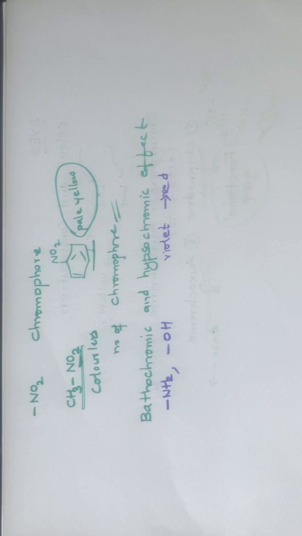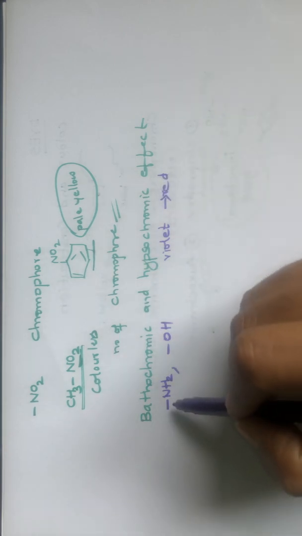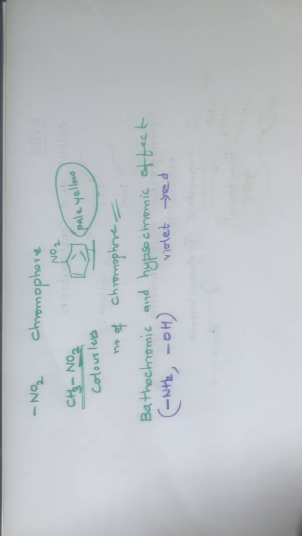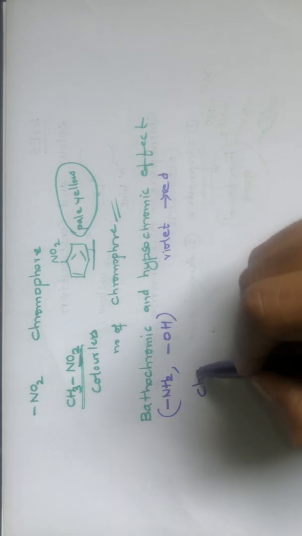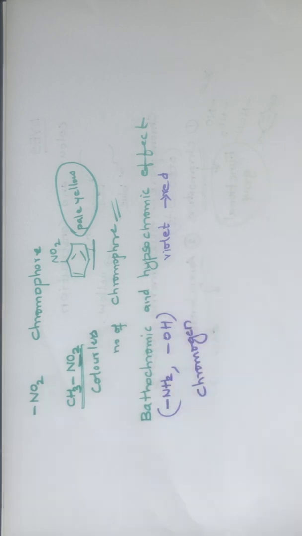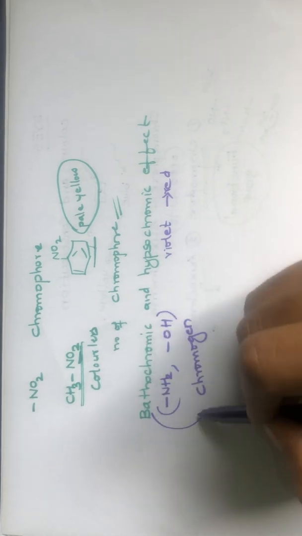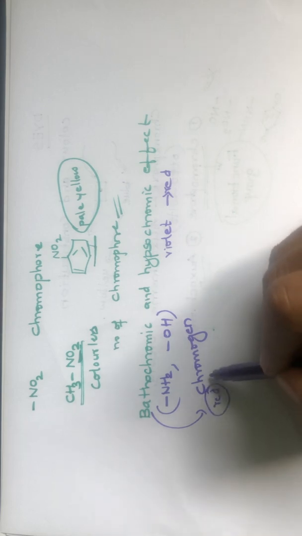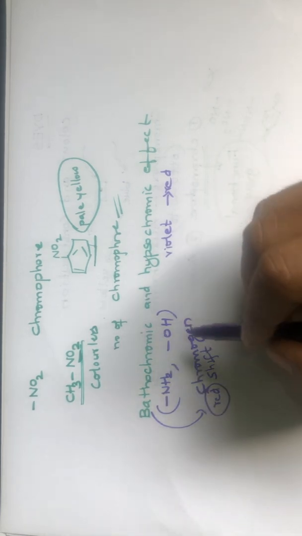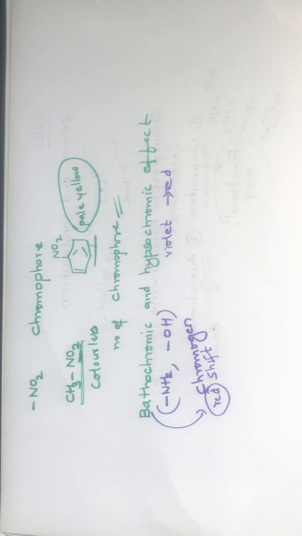Okay. What is this bathochromic shift and the hypsochromic shift? Introduction of auxochromes like NH2 and OH groups in a chromogen, you know what is a chromogen, a chromogen is an organic compound containing a chromophore, shifts the absorption band from lower to higher wavelength. This shift is called a bathochromic shift, or the effect is called a bathochromic effect. You can also call it a red effect or a red shift.